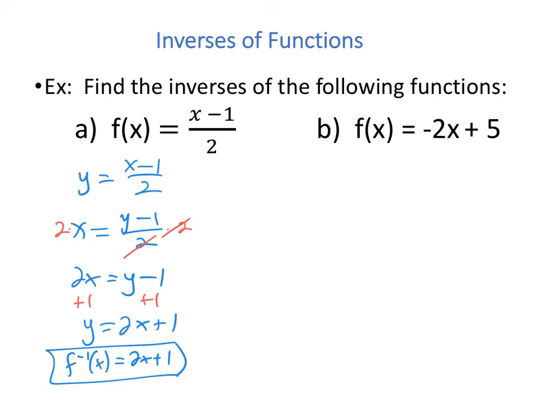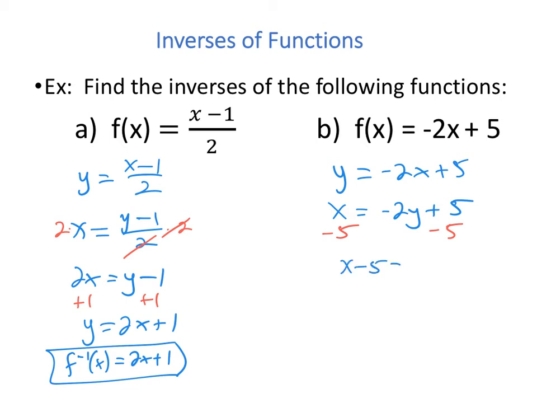So if I tried B now, again, set it equal to y, flip the variables, and I'll solve for y here. So solving for y here, getting rid of that 5 by subtracting it. And then getting rid of that negative 2 by dividing both sides. And so we get y equals (x minus 5) over negative 2. That would be our inverse.